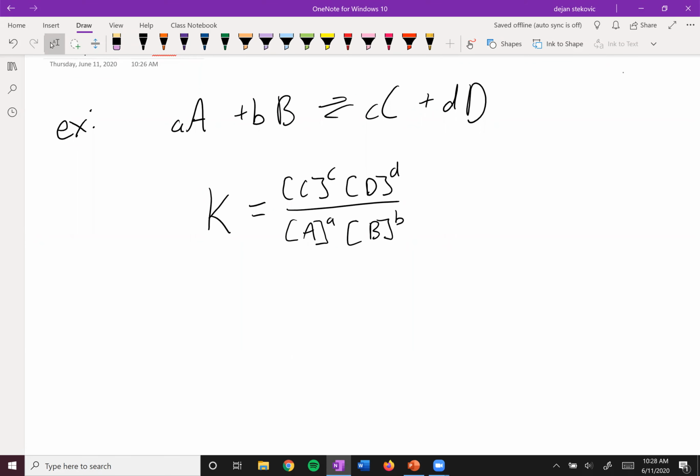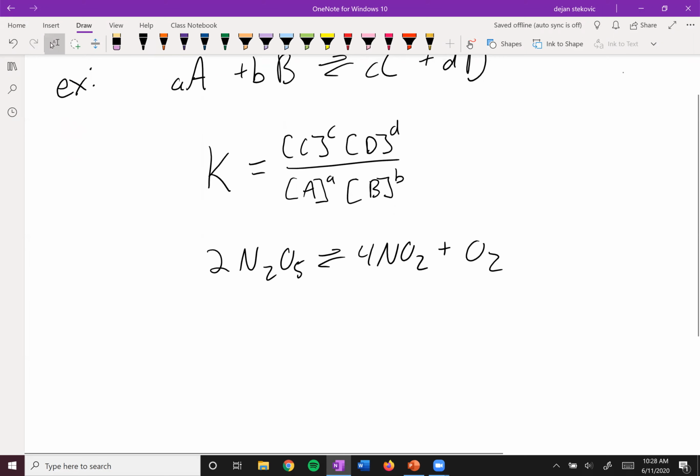Let's take a look at kind of real chemicals. So we have 2N2O5 decomposing into 4NO2 and O2. So we can write K, and we can do products over reactants. So in this case, one of the products is NO2, and it has a 4 in front of it, so we're going to put it to the 4th power.